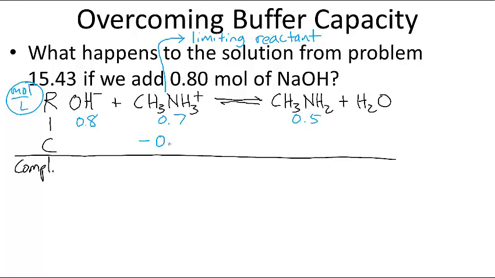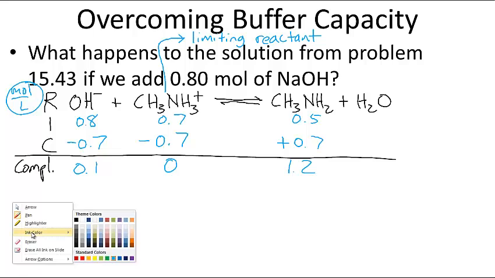Now minus 0.7, plus 0.7, minus 0.7. So when it goes to completion now, what I'm left with, is this a buffer solution anymore? No. What I have now is a mixture of strong base, OH minus, and weak base, CH3NH2. Much different from before.